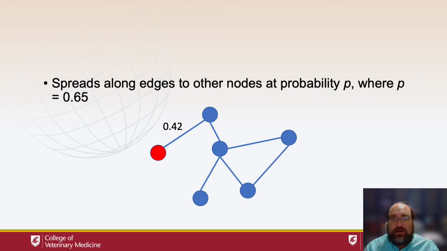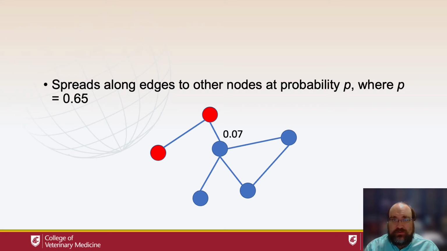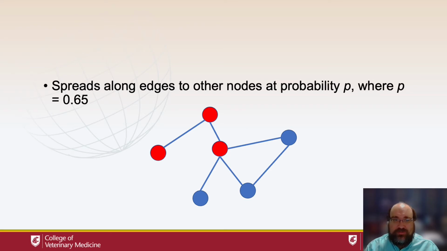So we do this for the first edge between an infected person and a susceptible person. The random number we generate is 0.42, so this person is going to be infected. We do this for the next edge. We get 0.07. This person is going to be infected.